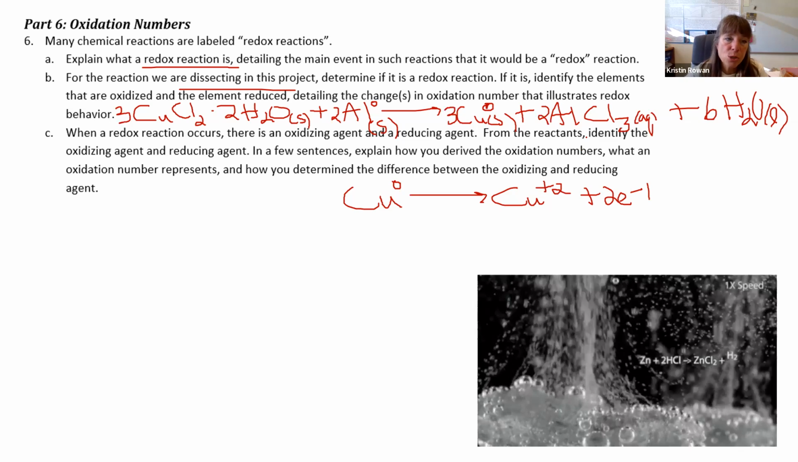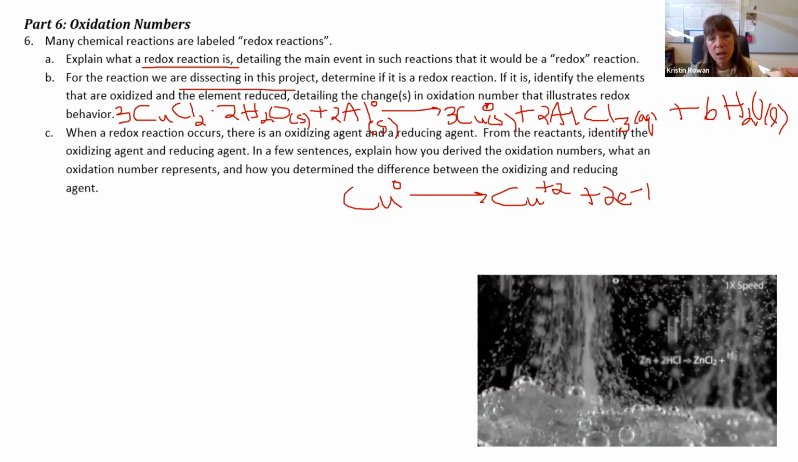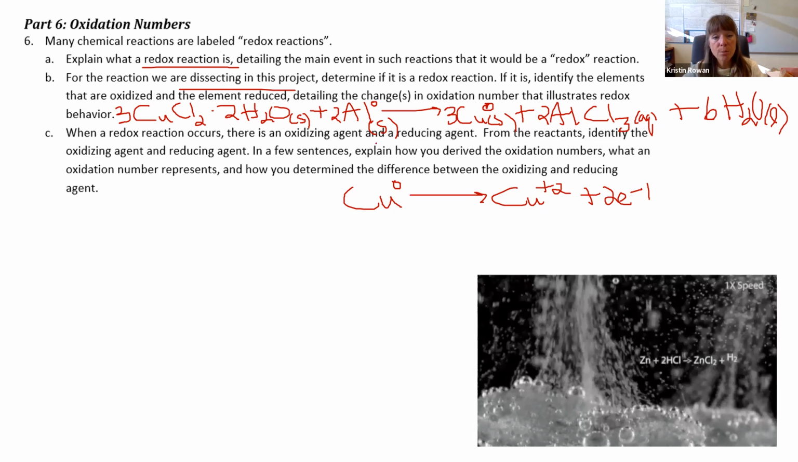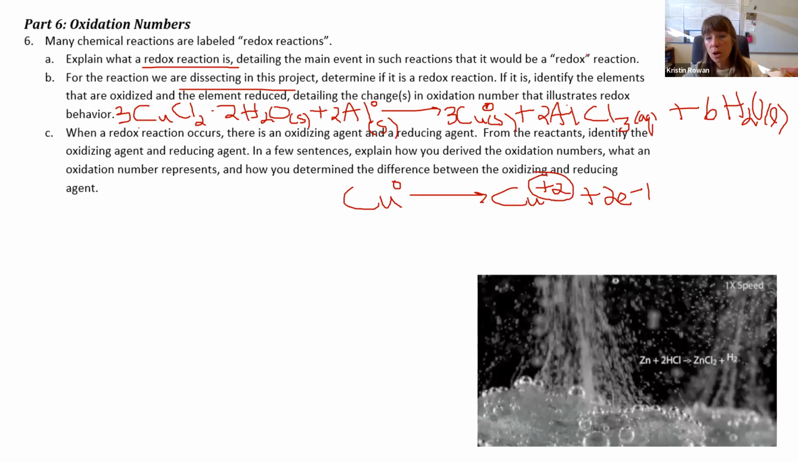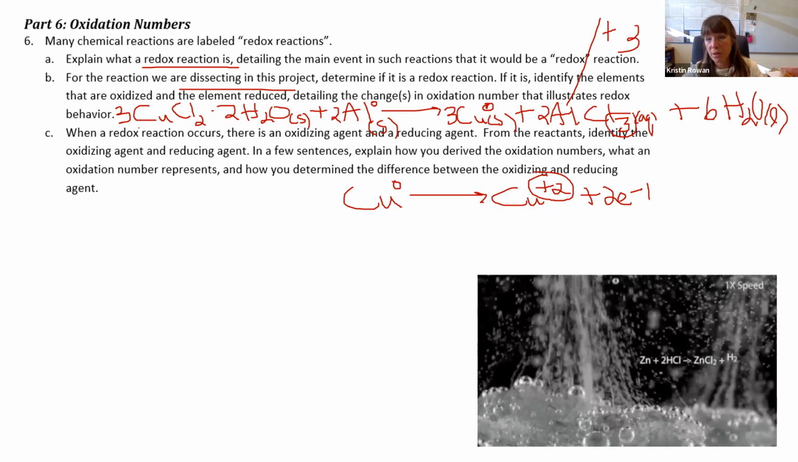Okay, for the reaction we are dissecting, determine if it's redox. Well, how to determine if something is redox is to assign oxidation numbers. So the oxidation number on copper in copper 2 chloride dihydrate is +2, just like I have written here. The oxidation number on aluminum is +3. How do I know that? Because there's 3 chlorides with it.